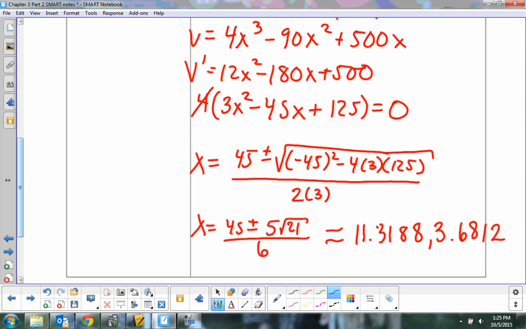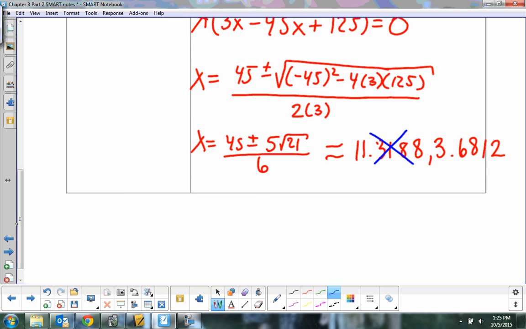Now, before I keep going, what can I definitely say? Think about your domain. Okay, the 11 point whatever is out. You would subtract more paper than what you have, or 10 in this case, because 1 length is 20. So, okay. Now what do you have to check for that 3.6812?